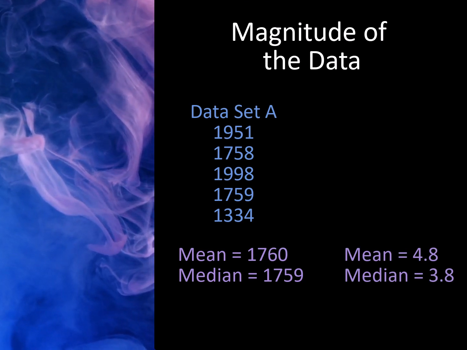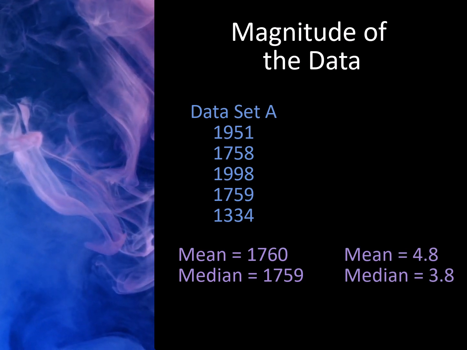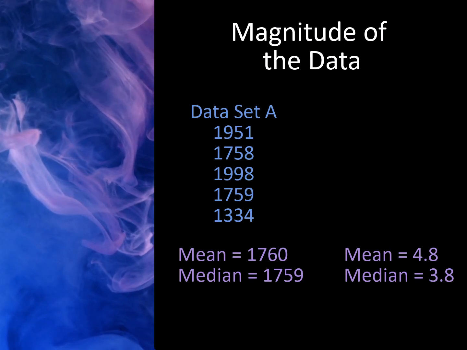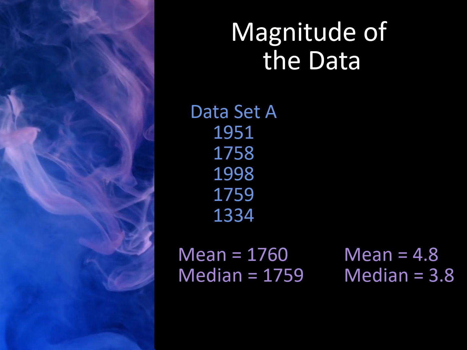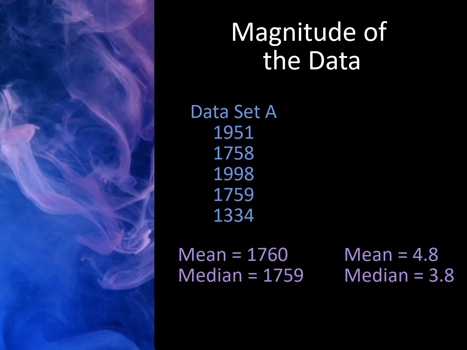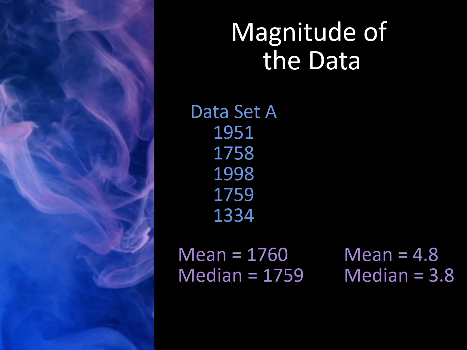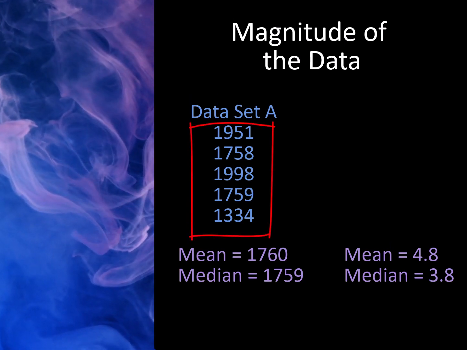Notice here that in both cases the mean is greater than the median by a value of 1. However, a difference of 1 in dataset A is relatively much less than a difference of 1 in dataset B, because the values in dataset A are so much larger.